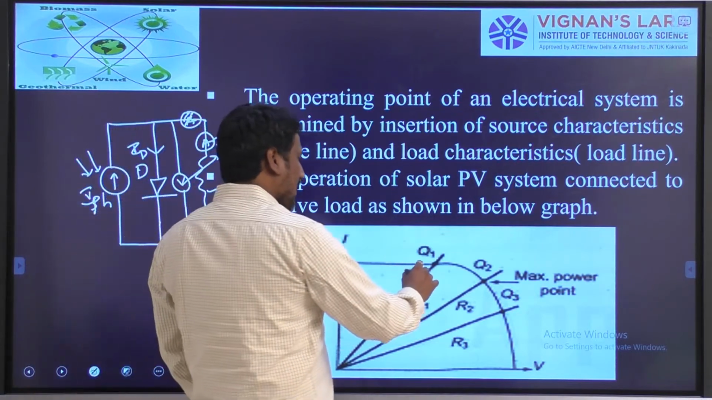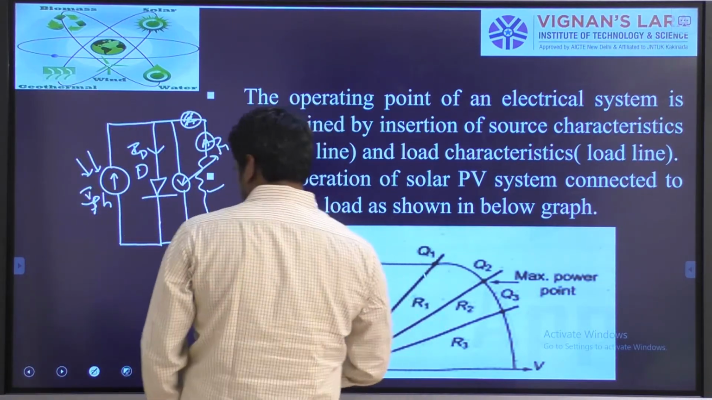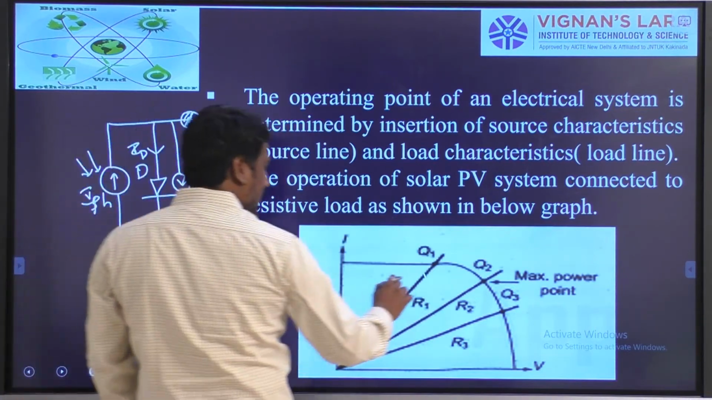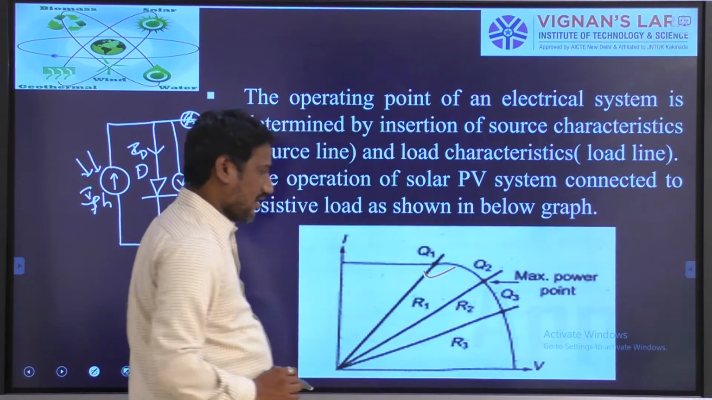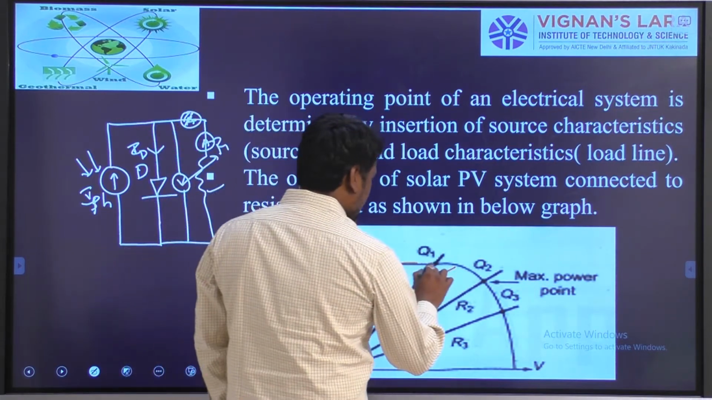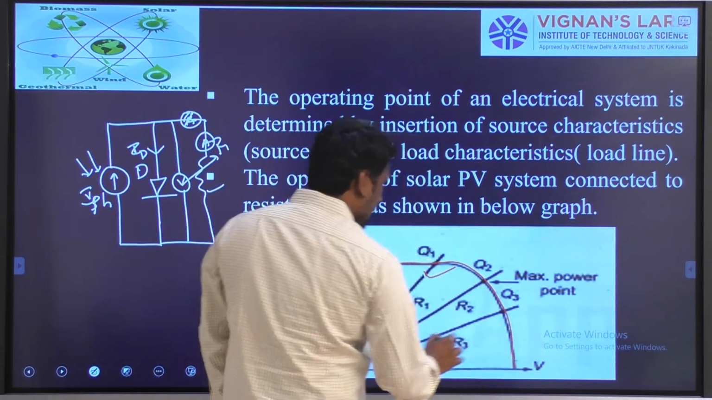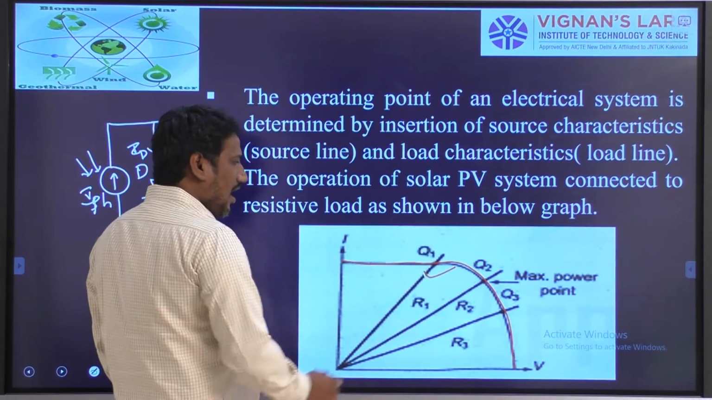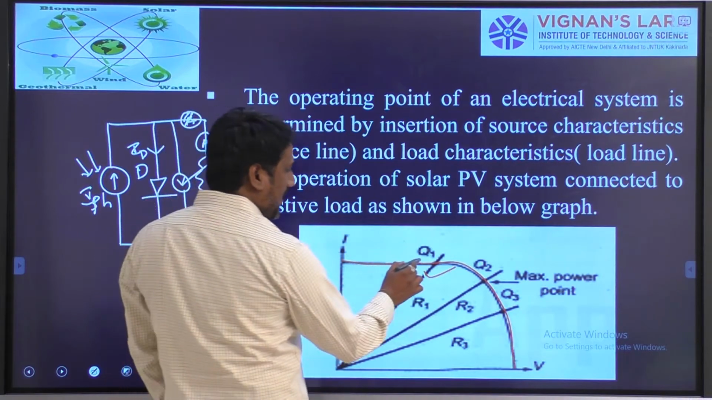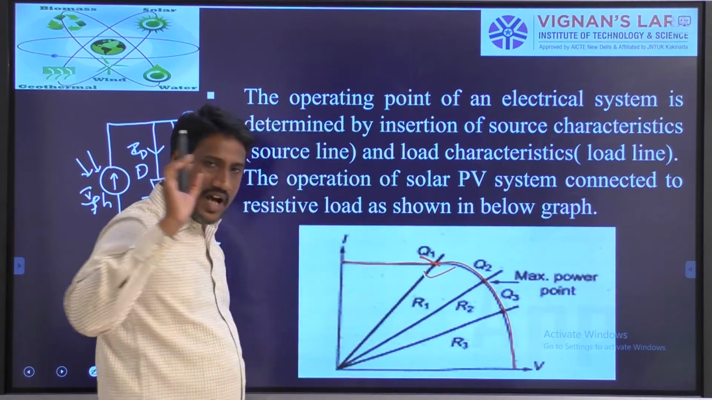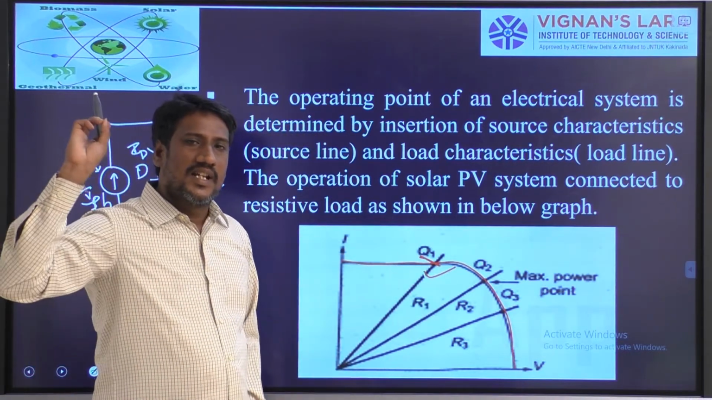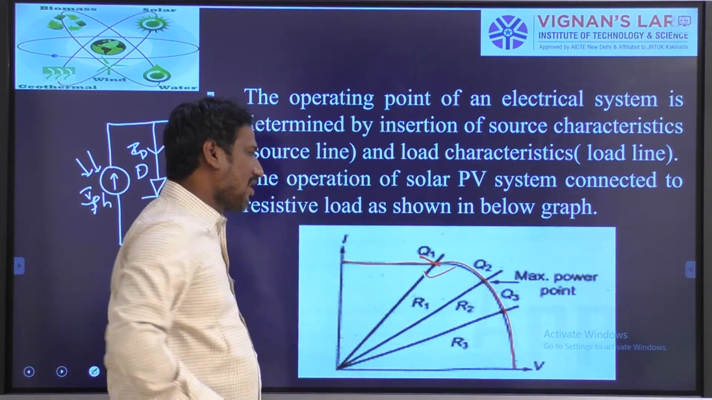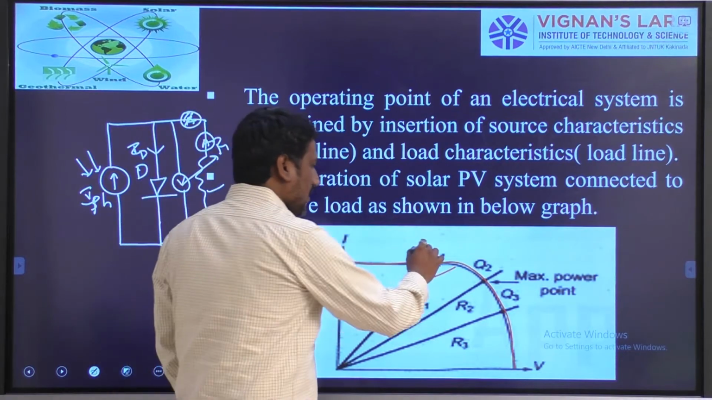Let us say for resistance R1, these are the characteristics of the PV cell, and these are the characteristics of the load. The operating point will be here. For resistance R1, if you vary the voltage and get different currents, and project the VI characteristics in the same graph, the operating point will be Q1.